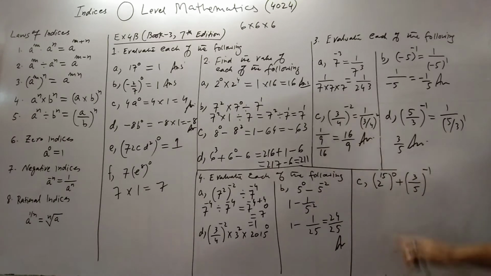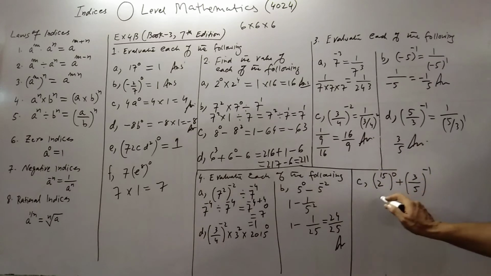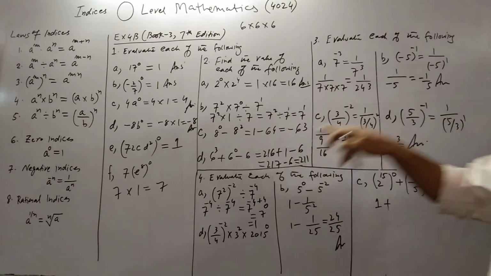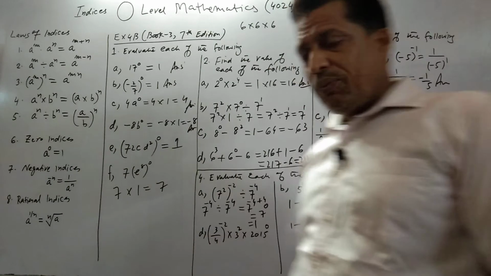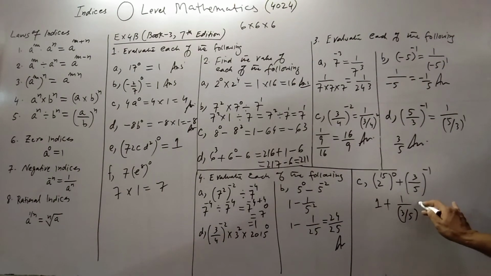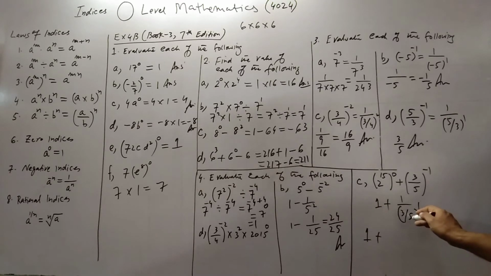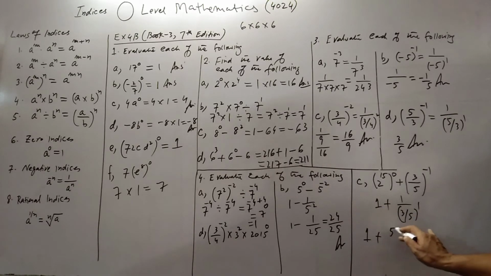Come to part C. Look at this, very easy. If you see anything to the power 0, the answer is always 1. Now apply the negative indices formula. A to the power minus n is equal to 1 upon a to the power n. Therefore 1 upon 3 upon 5 to the power 1. Minus 1 becomes 1. So 1 plus 1 upon 3 upon 5, a double fraction. So this last denominator 5 becomes a numerator, 5 upon 3. Take the LCM, 1 plus 5 upon 3, 3 1s are 3 plus 5, 8 upon 5. So final answer is 8 upon 5.